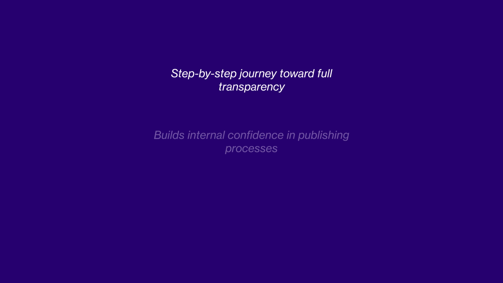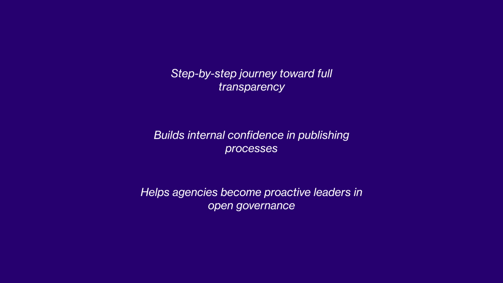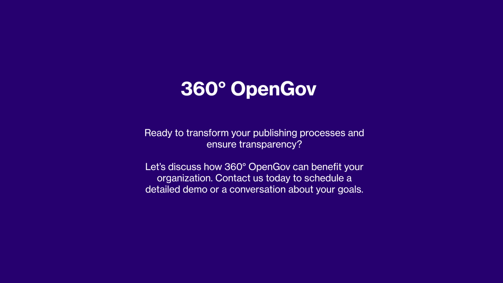Second, it builds internal confidence in publishing processes. With clear rules, real-time previews, and centralized dashboards, they can trust the quality and accuracy of what's being shared. And third, it helps agencies become proactive leaders in open governance. By making information accessible, understandable, and timely, you strengthen public trust and engagement. With 360 OpenGov, you're not just meeting compliance, you're setting a new standard for openness and accountability.